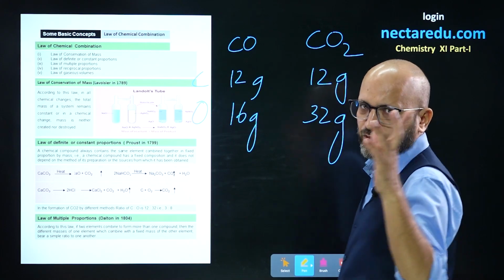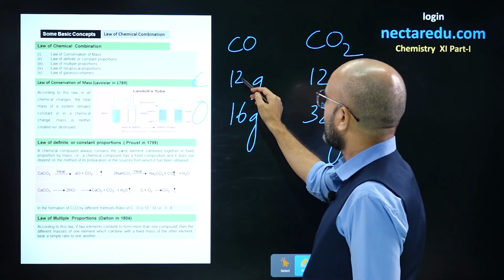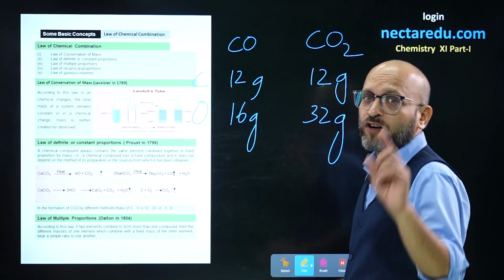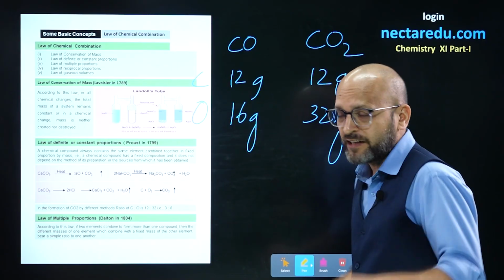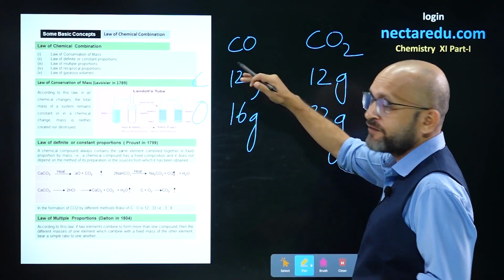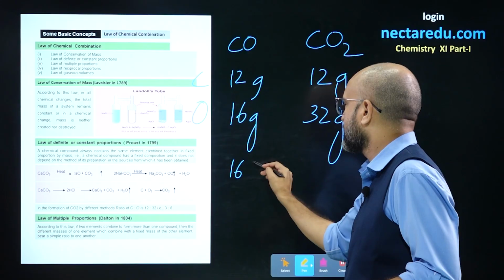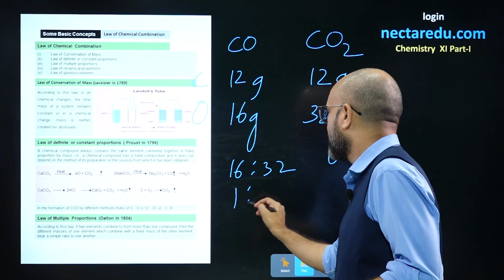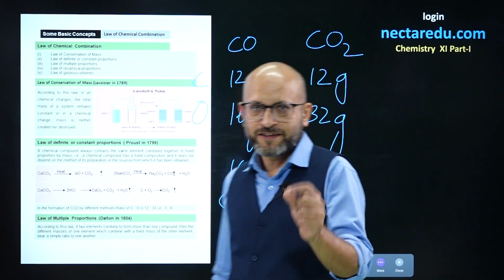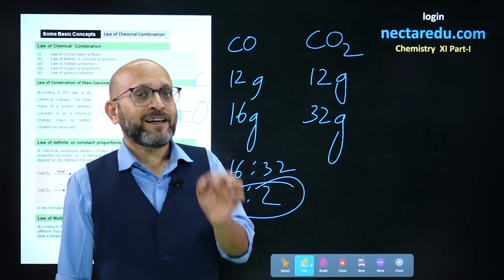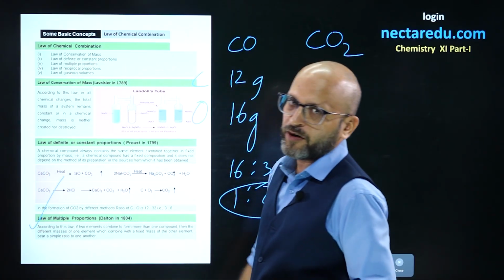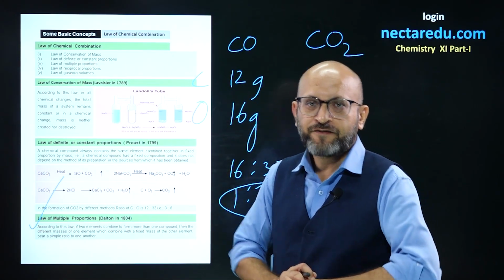If I'm taking 1 mole of each, 12 gram of carbon combines with 16 gram of oxygen, and 12 gram combines with 32 gram. So a fixed mass of carbon combines with different masses of oxygen, forming different compounds. What is the ratio between the different masses of the other element combining with the fixed mass? If you take the ratio 16 to 32, you get a simple whole number ratio, that is 1 to 2. That is the ratio of masses of oxygen that combine with 12 gram of carbon, in a simple whole number ratio. That is what the law of multiple proportion tells you. These three laws we have discussed over here.